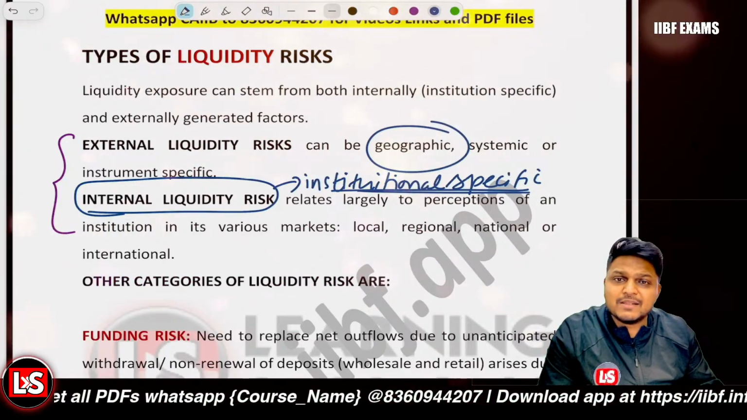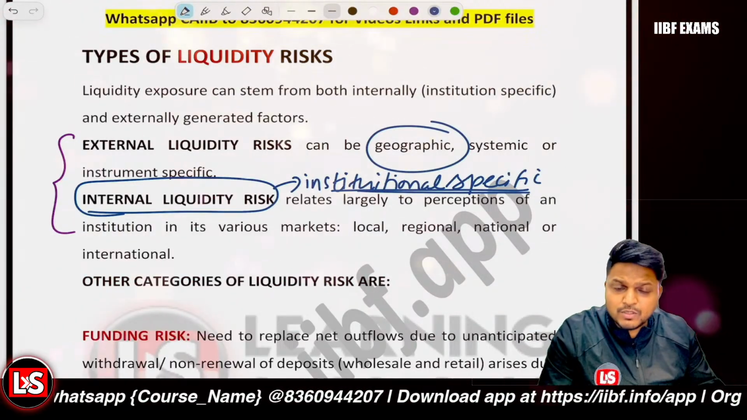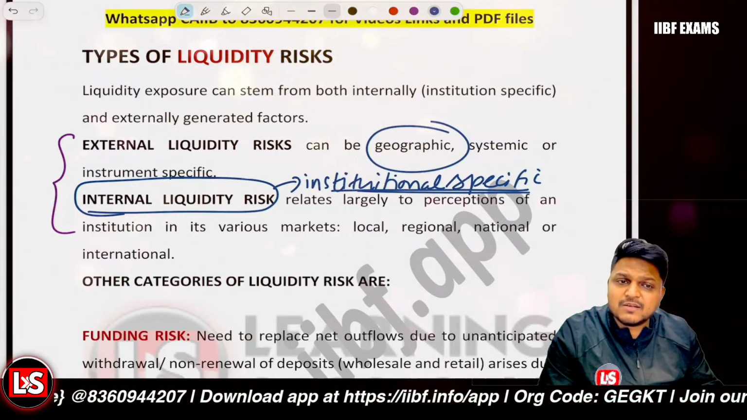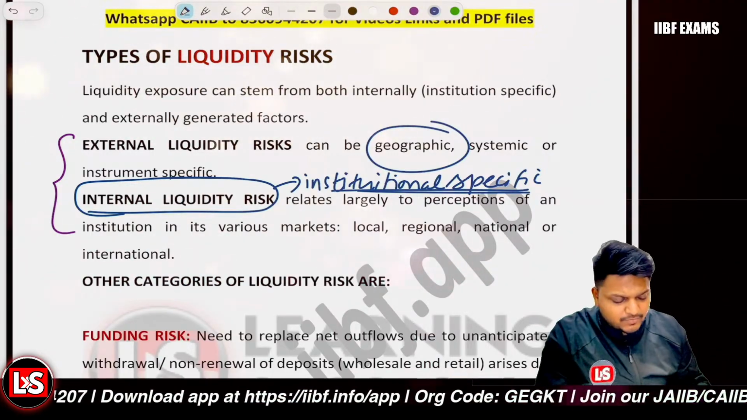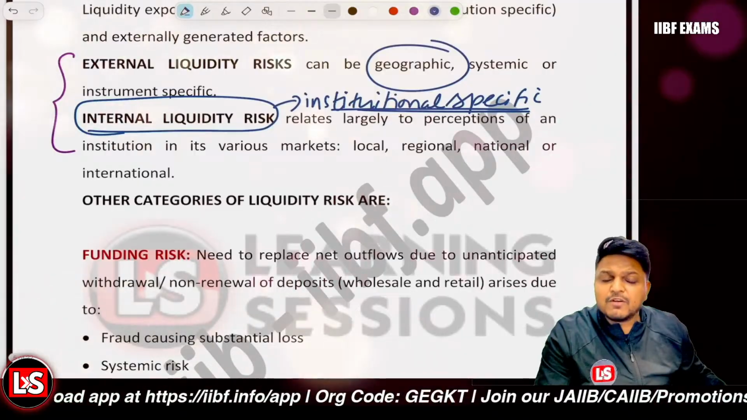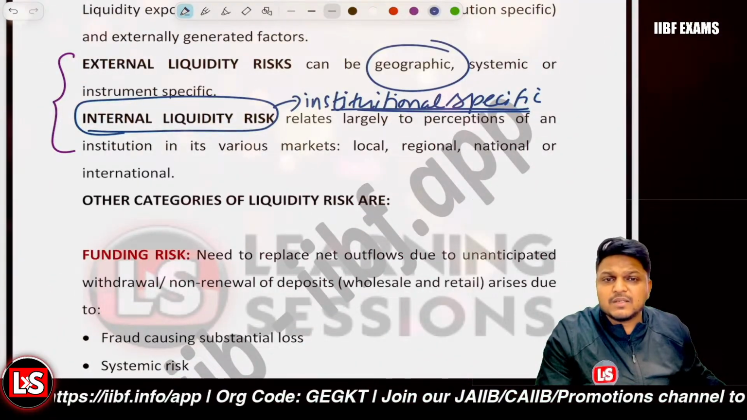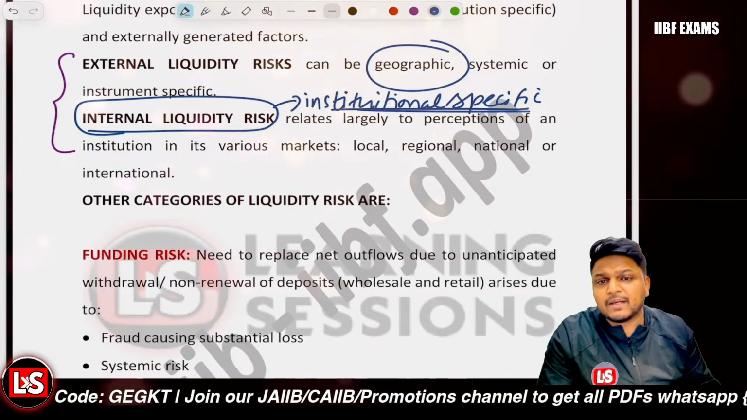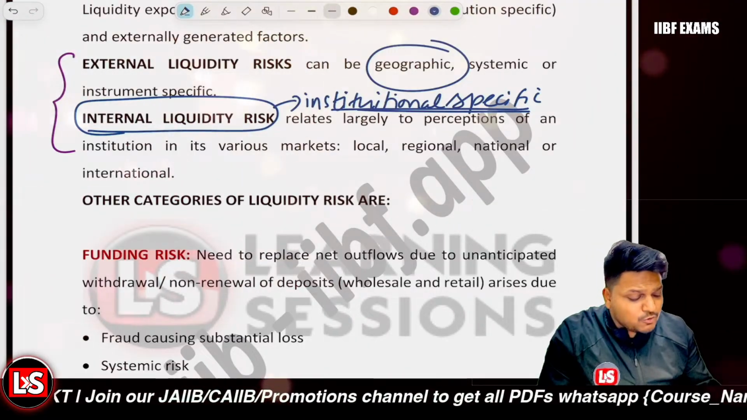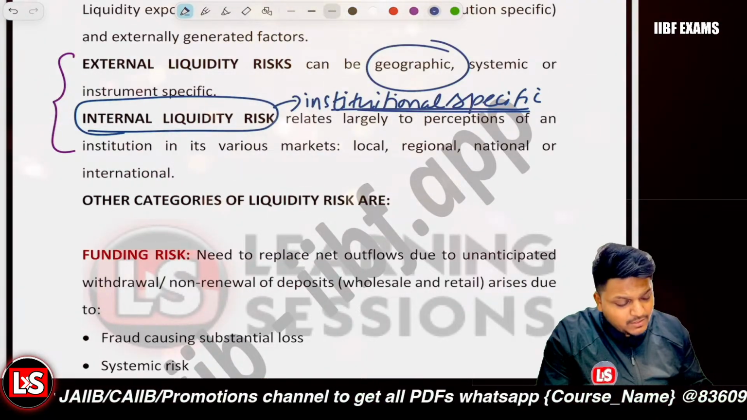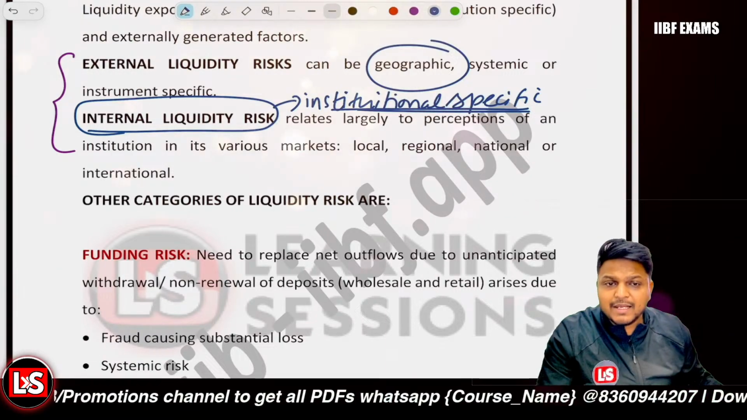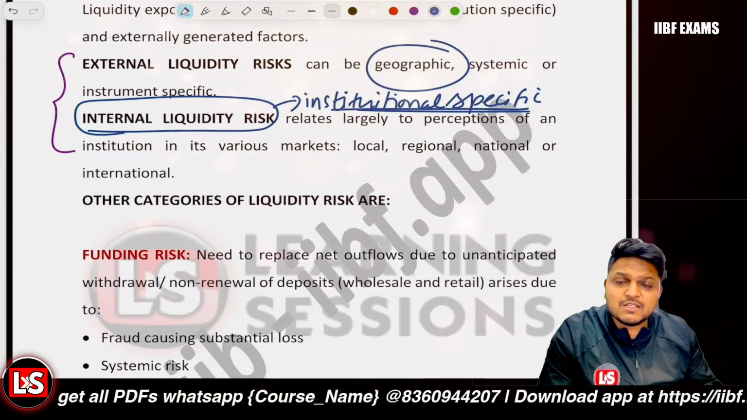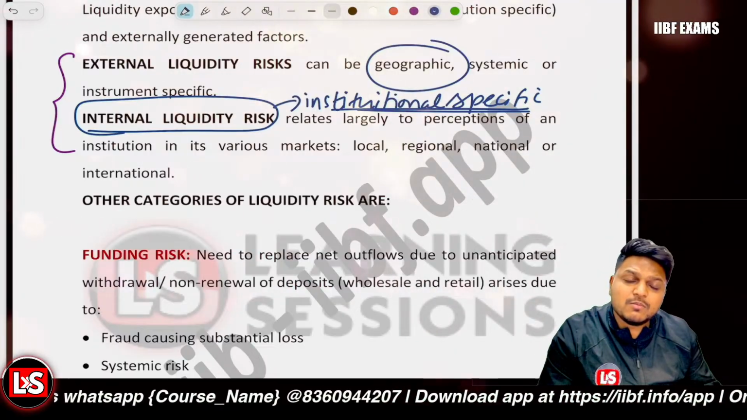Like you want to sell the assets, but you are not able to do so. Or it could be due to the economic conditions like inflation, recession, interest rate shock. On the other hand, when we are talking about internal liquidity risk, it means the liquidity risk which is imposed due to internal factors within the bank. And this is institution specific. It could be reputation risk, like due to negative news the depositor confidence is lost and they are withdrawing the money.